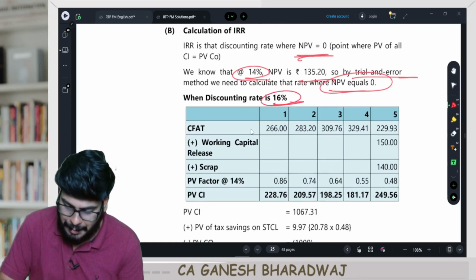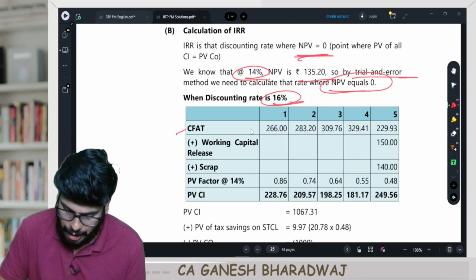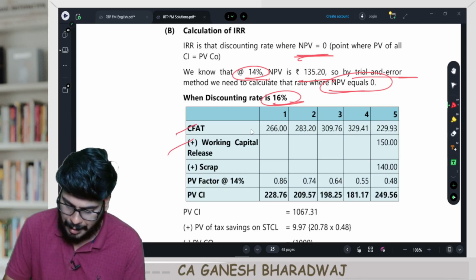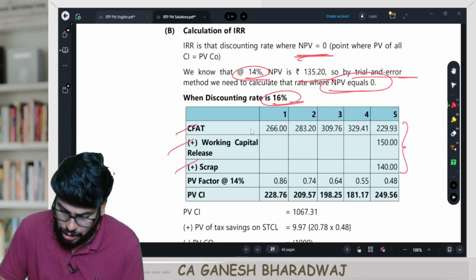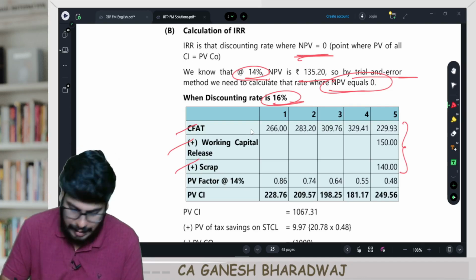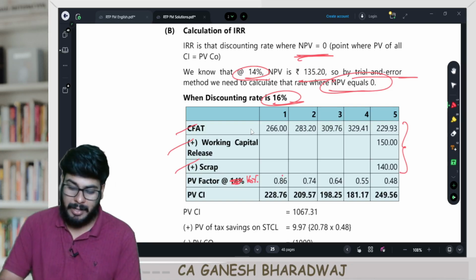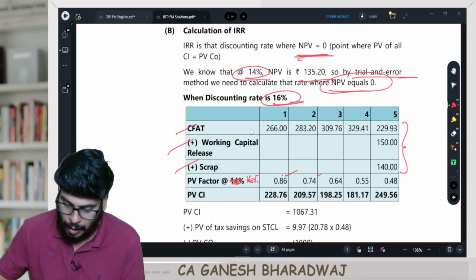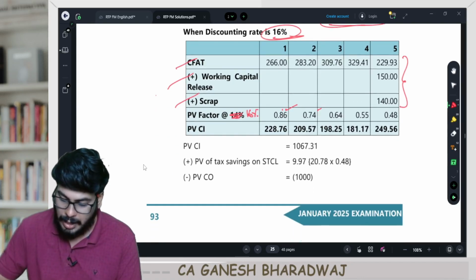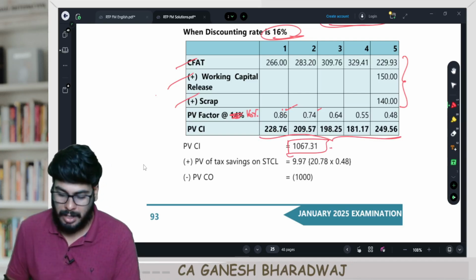So at 16% discount rate, if you take R is equal to 16%, the first trial. So you have all your CFAT plus working capital release plus scrap. This happens only at the end of year 5, right? So if you use, I think this is 16%. This is not 14, this is 16%. They have the figures, they have properly picked it, but it's not 14%. It's 16%. So what happens? The present value of cash inflows. So this is what it is. If you add it up, you get 1067.31, right?